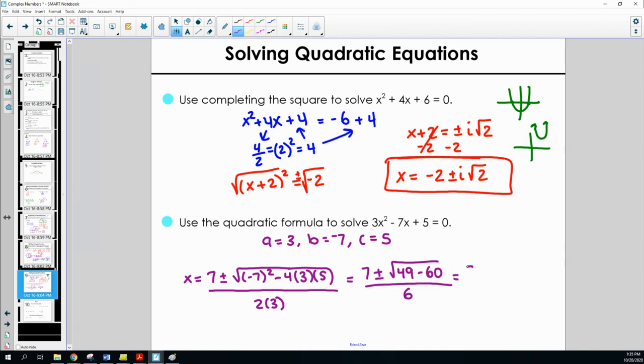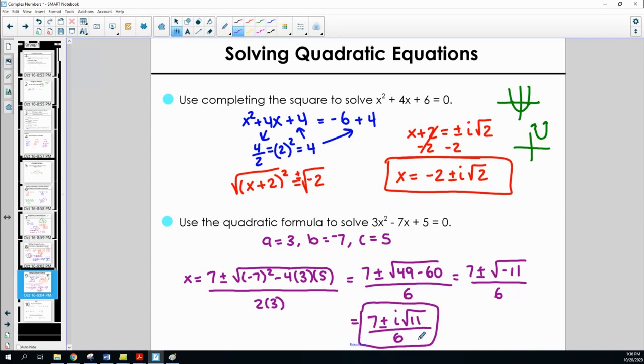So if I simplify the inside, I'm going to get 7 plus or minus the square root of -11, over 6. And I have to simplify this a little bit because I have the negative under the radical. So I'm going to pull out the i, and this is now going to become positive 11 inside, all over 6. Okay, and I can't break down 11 at all, so this would be our final answer.